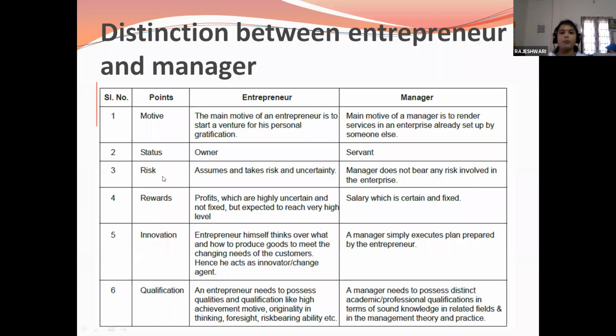So what are the common points? Some points we can discuss and some points we can compare: motive, status, risk, rewards, innovation, and qualification. Motive, in the sense that the main motive of an entrepreneur is to start a venture for his personal gratification.